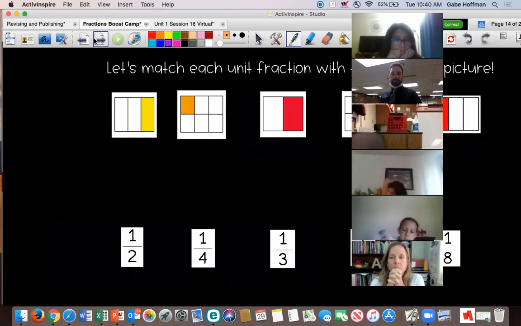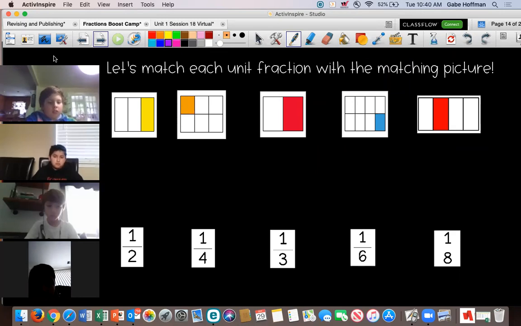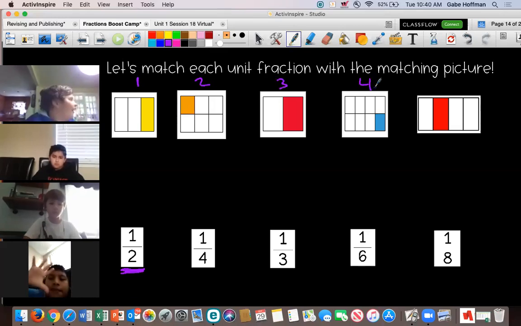All right. Okay, so we're going to do a little bit of practice right here. And be ready to participate because I'm not taking volunteers, I'm just calling on people. So we are going to match the unit fraction with the picture that represents that unit fraction. So we're going to start pretty easy and we're going to look at 1/2. So which picture matches 1/2? Picture number 1, picture number 2, picture number 3, picture number 4, or picture number 5?